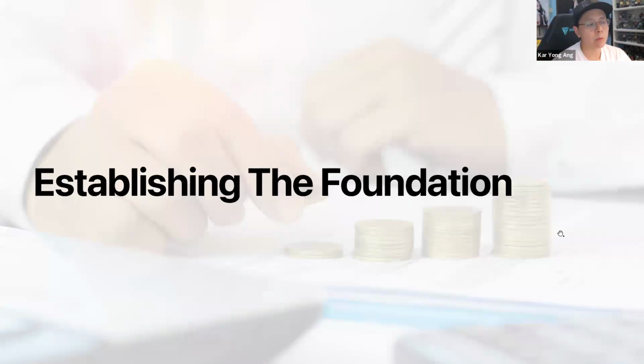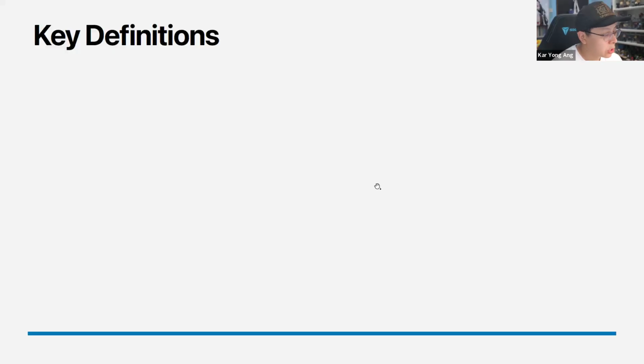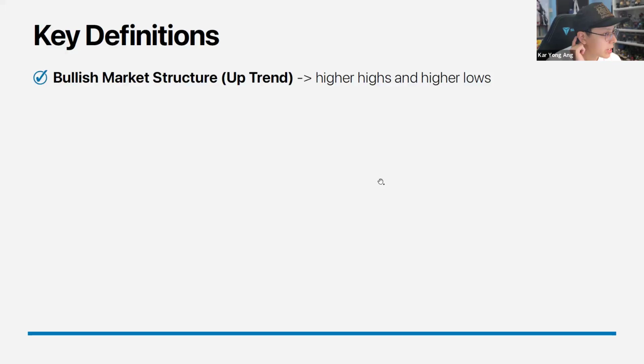And of course, I'll rotate between the slides as well as the charts to highlight some of the principles in an active and live market environment. So very quickly, I'll get started by showing you the foundation first. What I mean by foundation is the basic understanding of some of the terminologies and principles that you definitely need to be very, very familiar with. The first thing, of course, is the understanding of structure.